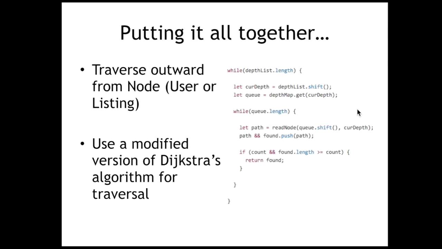And so finally, let's put it all together. We just have a code excerpt; it's actually a much longer method than this, and there's stuff that's unexplained there. But essentially, we're going to traverse outwards from our node, whether we start with a user node or a listing node. And we're going to use a modified version of Dijkstra's algorithm. Dijkstra's algorithm is a pathfinding algorithm that deals with weighted graphs and allows you to guaranteed find the shortest distance path between two nodes. So we're going to use Dijkstra's algorithm to do breadth first traversal outwards, and then we're just going to stop when we've accumulated essentially 100 nodes that we've traversed, for example, if we want to generate 100 recommendations.